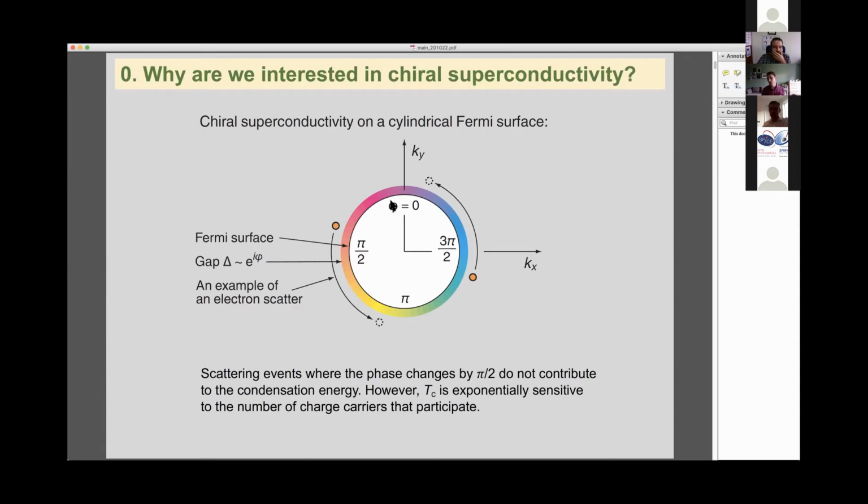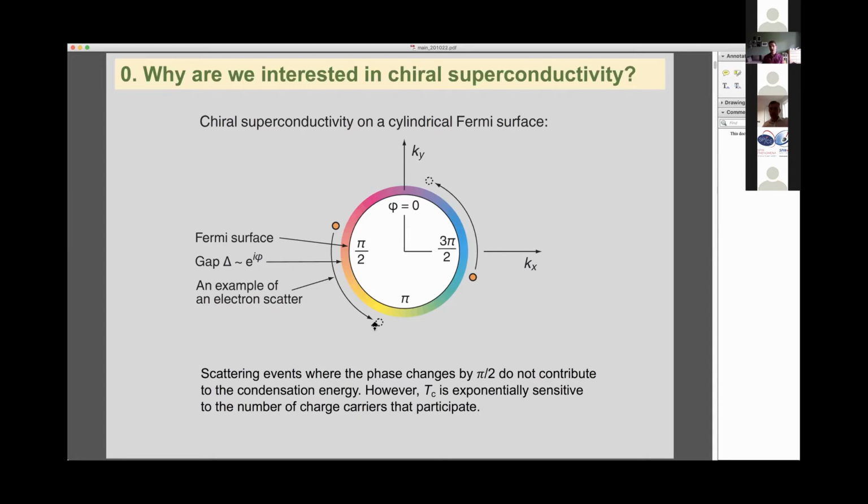Right. So as I was explaining, we have a cylindrical Fermi surface, and then a hypothetical gap where the phase winds from 0 to 2 pi as we go around the Fermi surface. And then I've drawn on here a hypothetical electron-electron scattering event from the filled orange circles to the open dashed circles, in which the phase changes by pi over 2. And the point is that scattering events where the phase changes by pi over 2 do not contribute to the condensation energy, whether the pairing interaction is attractive or repulsive.